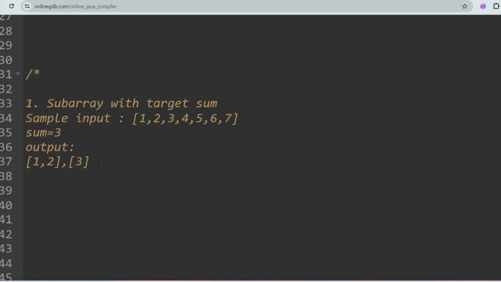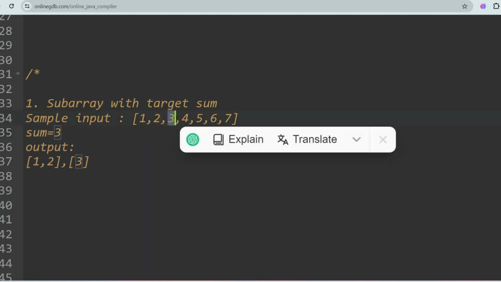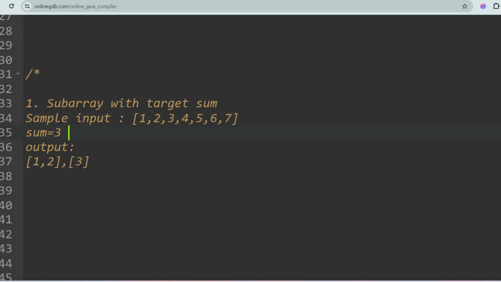So the first question is sub-array with target sum. You will be given an input array, and you have to find the sub-array which has the given sum. Let's say in this case 1 plus 2 is 3, that means the sum. So you have to return the sub-array 1 2. And the sub-array 3 also has the same sum, so we have to return the sub-array 3 as well. I hope you understood.